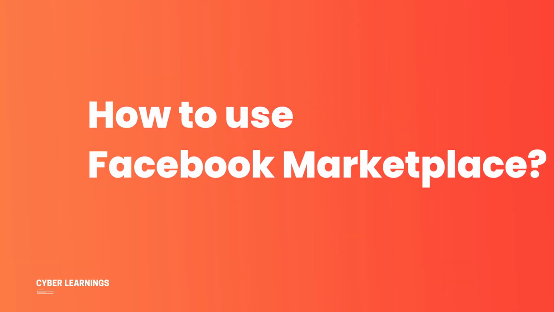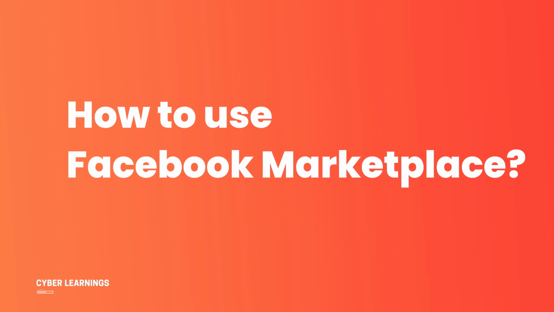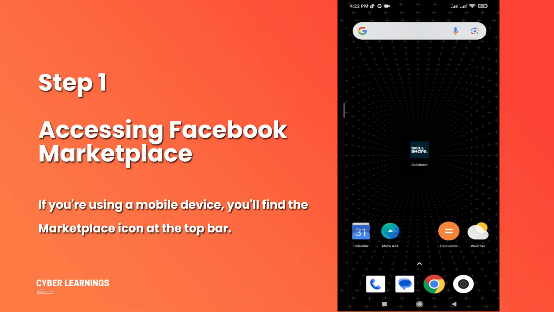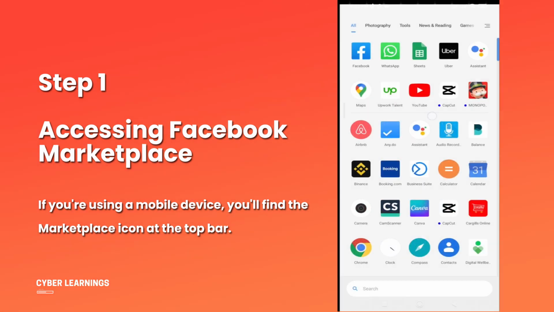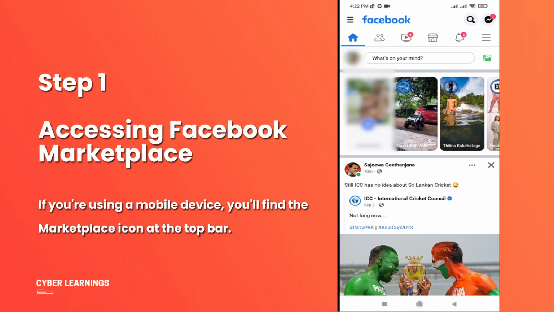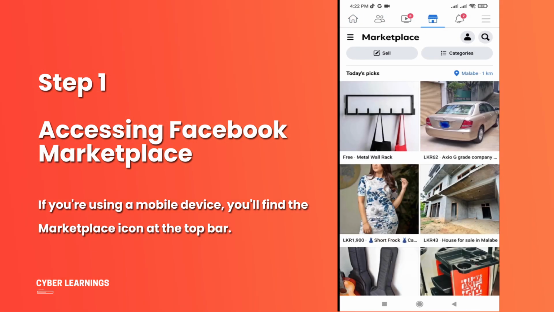Welcome to this step-by-step guide on how to use Facebook Marketplace. Step 1. Accessing Facebook Marketplace. First, open the Facebook app on your mobile device. If you're using a mobile device, you'll find the Marketplace icon at the top bar. Tap on it to get started.